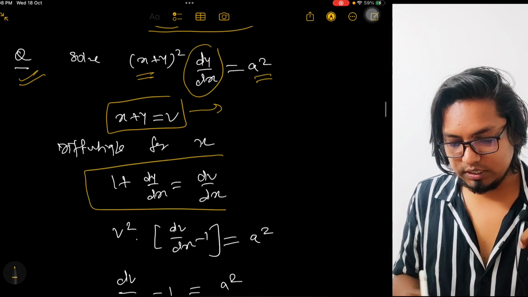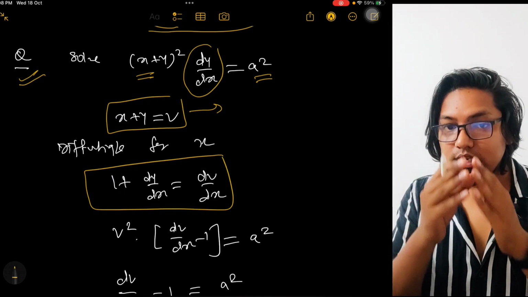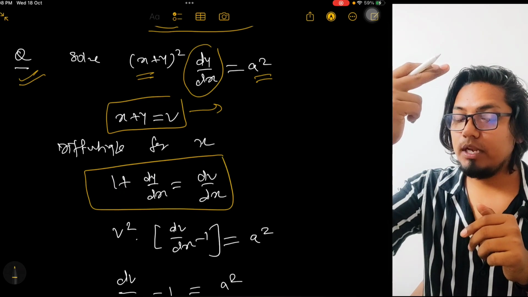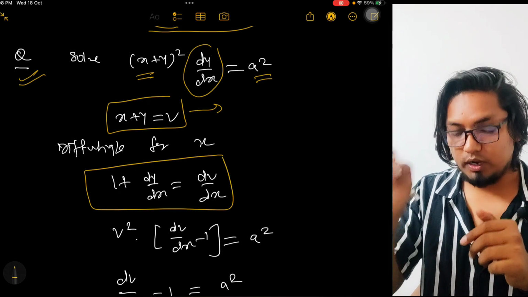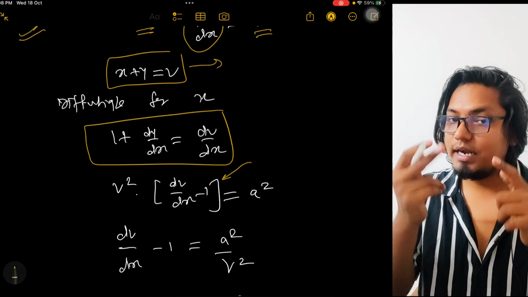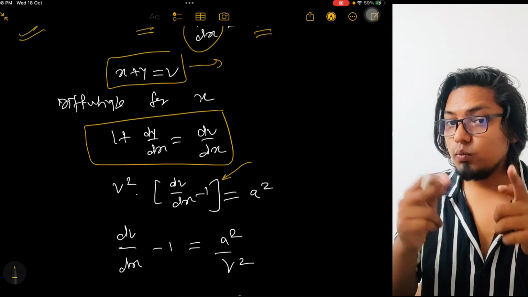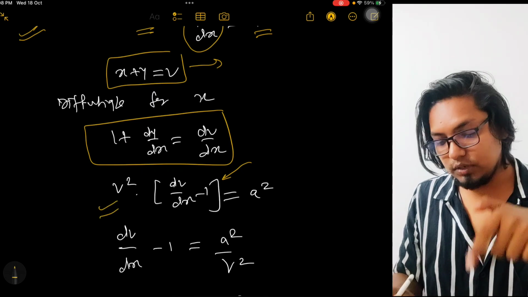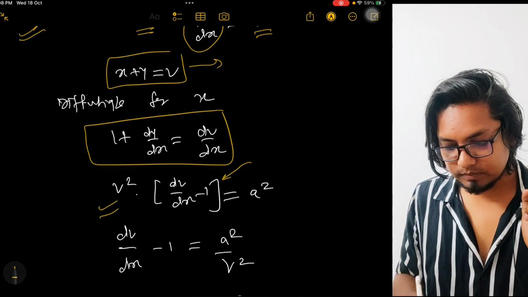So I got this expression. Now from this expression, dy by dx value I can replace in my main question as dv by dx minus 1. So it became like this. And wherever I have x plus y, that I will replace as v. So v square will come here because in the question (x plus y) square is there.